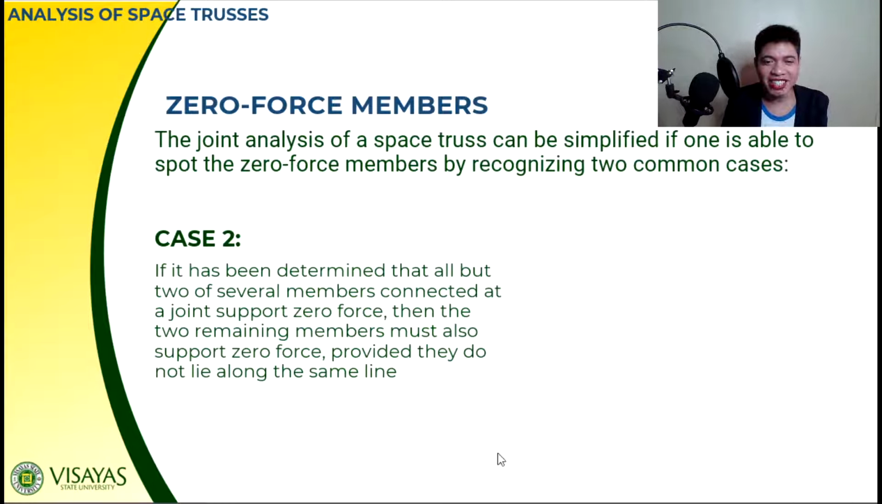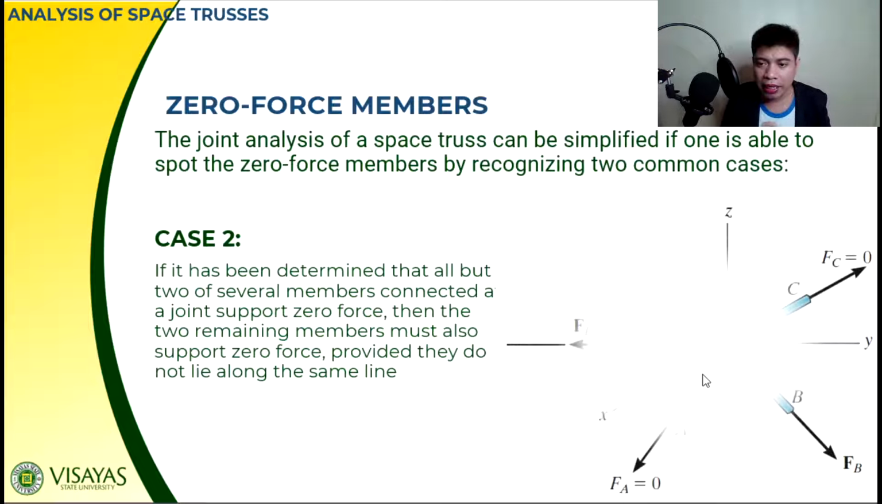Okay. So ang sabi sa case 2 guys is that if it has been determined that all but two of several members connected at a joint support zero force, then the two remaining members must also support zero force, provided they do not lie along the same line. Okay? So again guys, ang sabi dito, kung na-determine na natin na lahat except yung dalawa ay mga zero force members, then ibig sabihin yung dalawang remaining na members must support zero force basta hindi sila nag-act sa isang line.